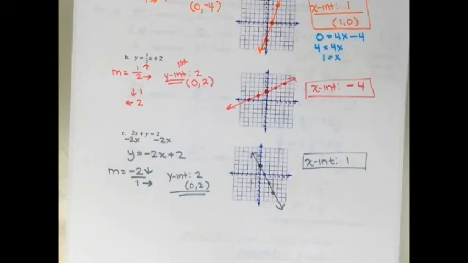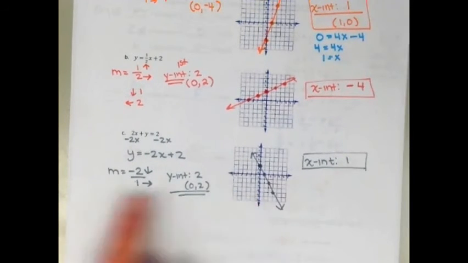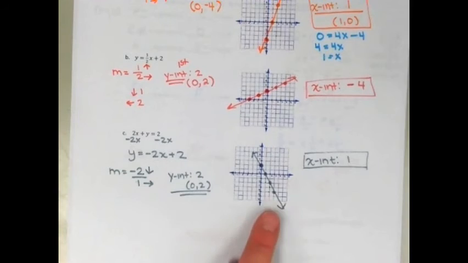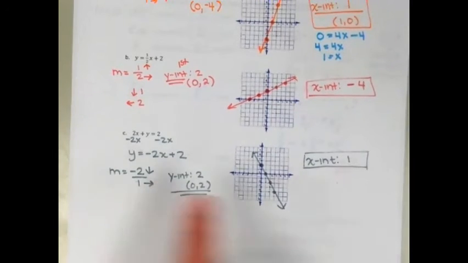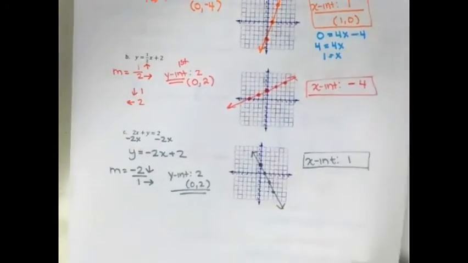Okay, real quick, guys. What I always make sure you do is, my slope is negative, right? Is my line going down? Yes. Make sure you graph your slope correctly. If it's negative, make sure your line is going down. If it's positive, make sure it's going up. Okay. All right. Go ahead and graph D and E for me.